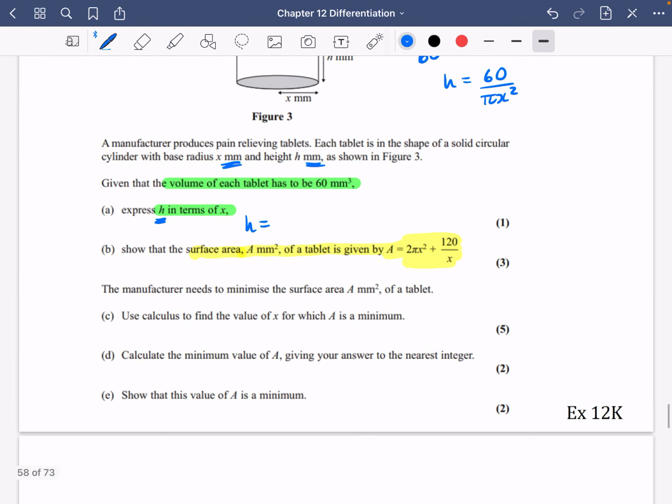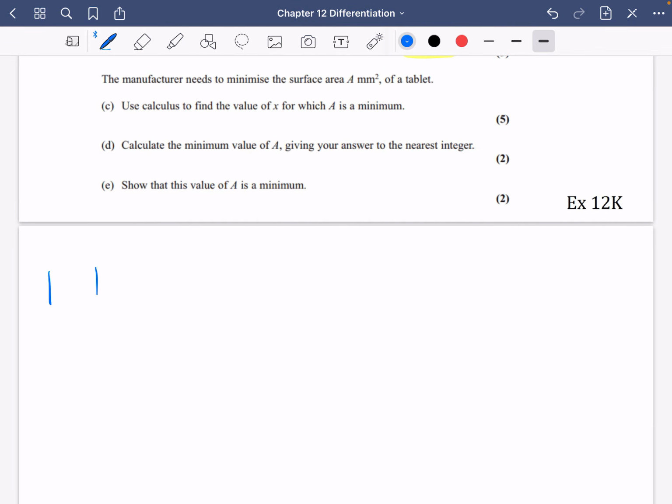So let's see if I'll draw the diagram to see if I can make this a little bit easier rather than going back and forth. So it's x here and it's h. Well, first of all, the top and bottom is going to be two lots of, I think they just called it A, I won't call it SA. Two lots of pi x squared. That's the two circles that we've got there. So I'll put 2 pi x squared. That's the two circles. Now the next part is like a rectangle.